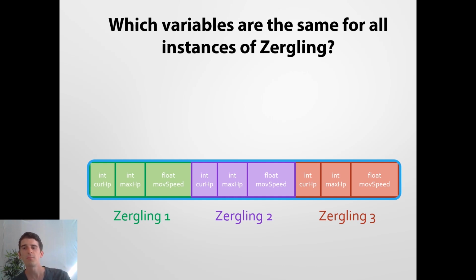But what about max HP and movement speed? Do they really need to be stored for each Zergling there is? Because as far as I know, in StarCraft 2, each Zergling has exactly the same amount of HP. So I think we could assume that this variable doesn't change. And also, it's the same for Zergling 1, 2, and 3.